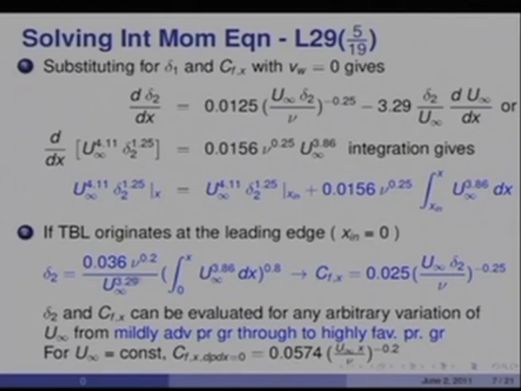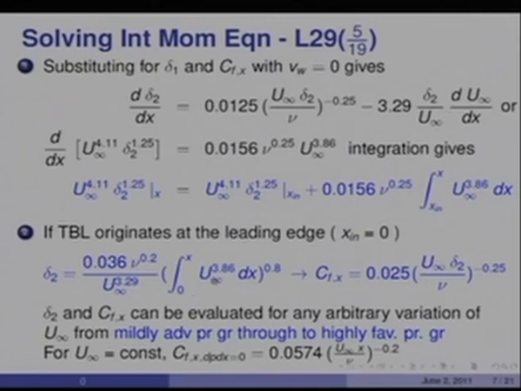And then once you know delta 2, then you can recover your Cfx from this expression that we have already written on the previous slide. So, as long as the pressure gradient is mildly adverse through to highly favorable pressure gradient, then of course, all these derivations are applicable. Now, suppose u infinity was constant, that is flat plate boundary layer or pressure gradient being equal to 0, which means that term is 0.